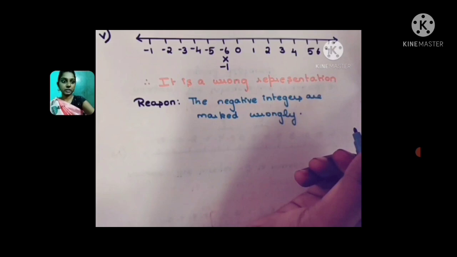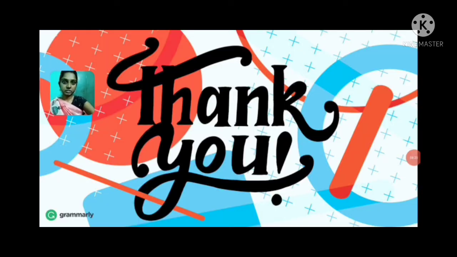Now, let us have a small summary of what we have learned in today's class. We have learned about what are natural numbers, what are whole numbers, what are negative numbers, what are integers, and how to represent integers on a number line.